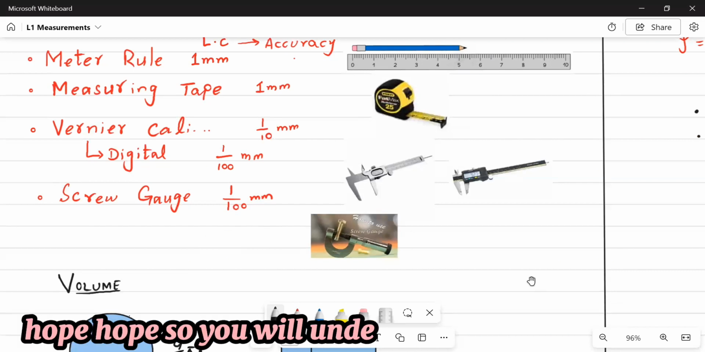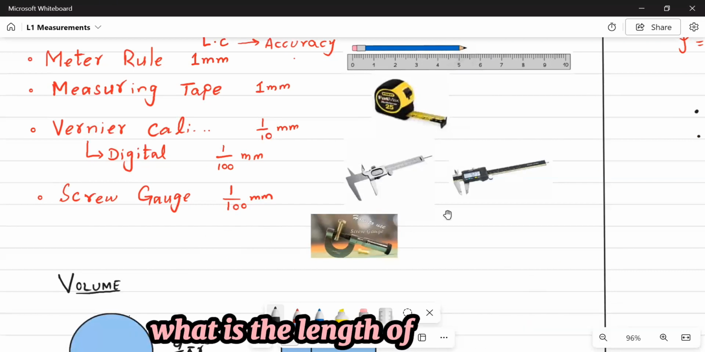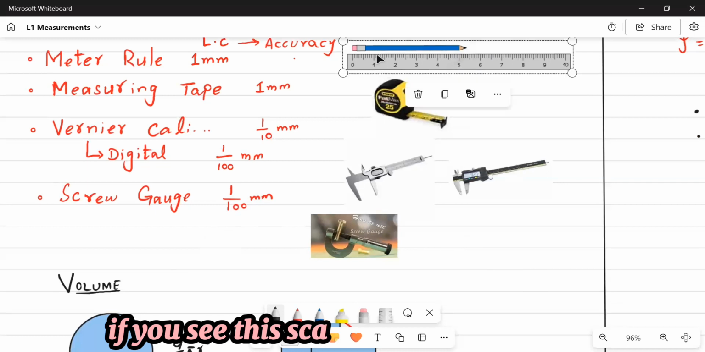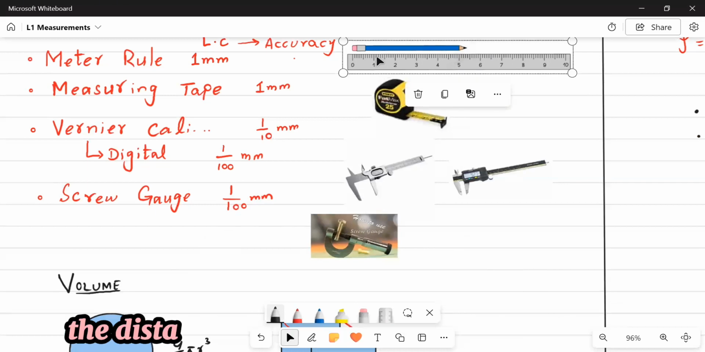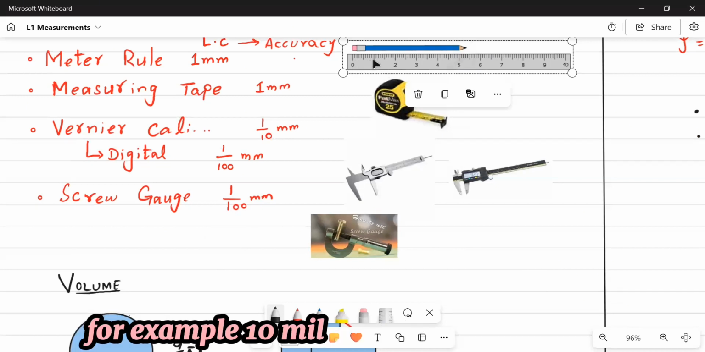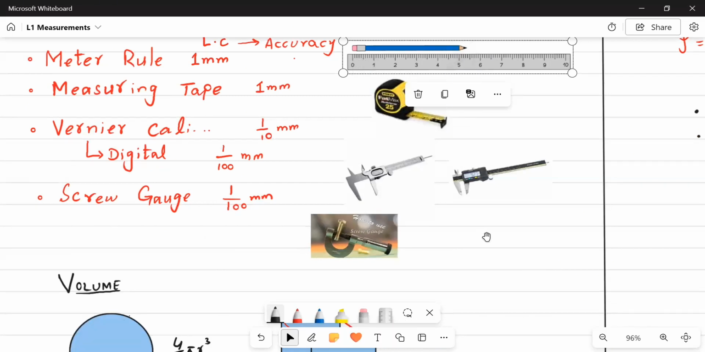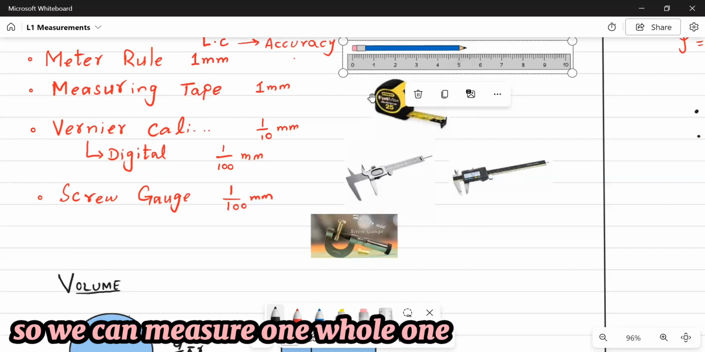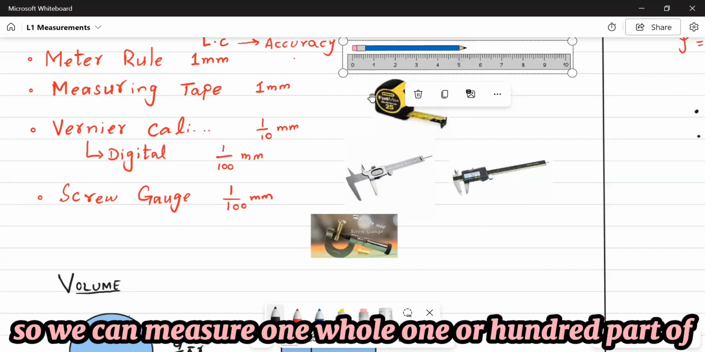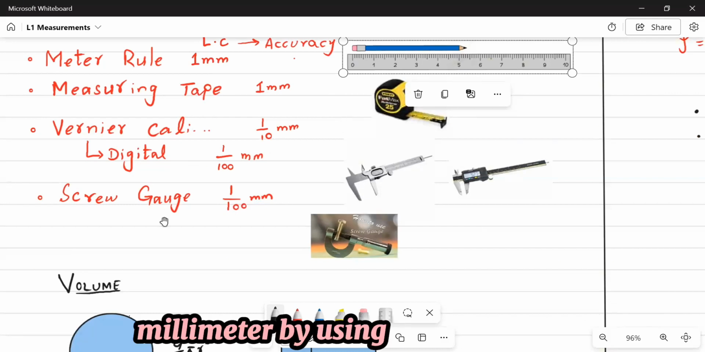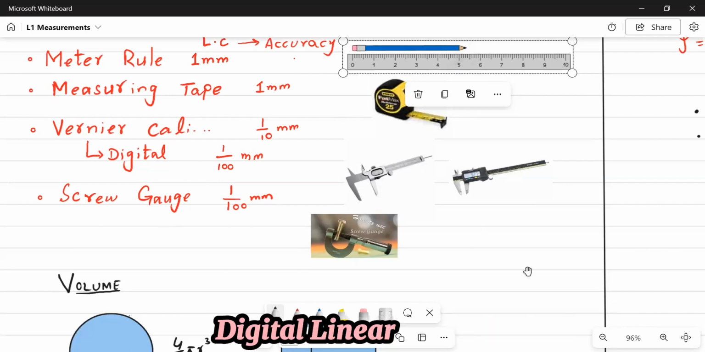Hope you will understand about the millimeter. What is the length of a millimeter? If you see this scale, the distance between two small lines is a millimeter. For example, 10 millimeters is equal to 1 centimeter. So we can measure 1/100 part of a millimeter by using a screw gauge or digital vernier caliper.